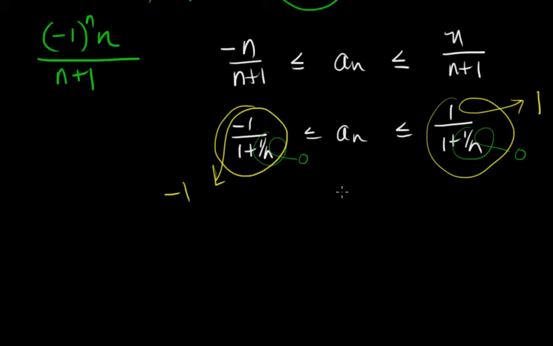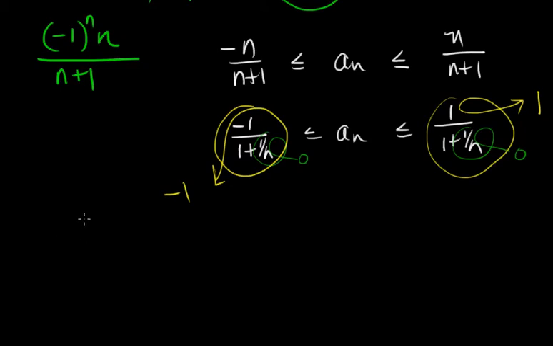Well, that sure didn't do me any good, did it? I wasn't thinking, and I don't want to do this whole thing over. Nothing's wrong here, but I realize that I'm making a mistake. So who cares if a sub n is between minus 1 and 1? That doesn't give us anything.